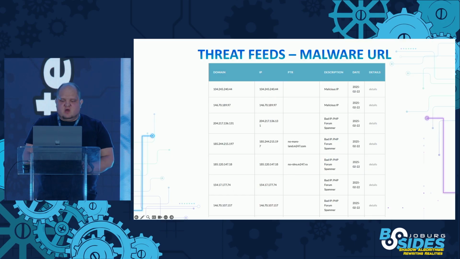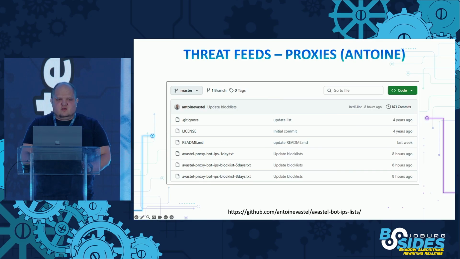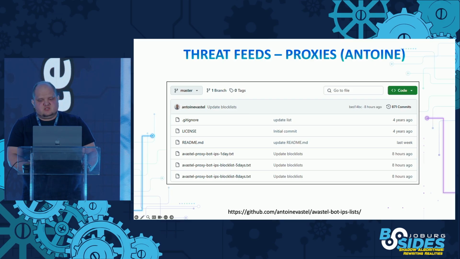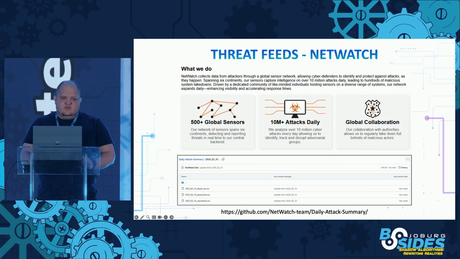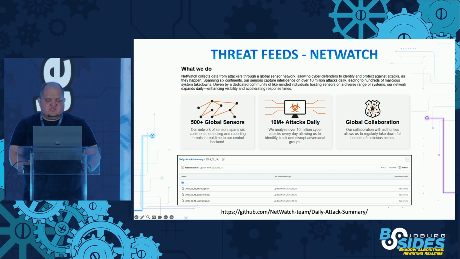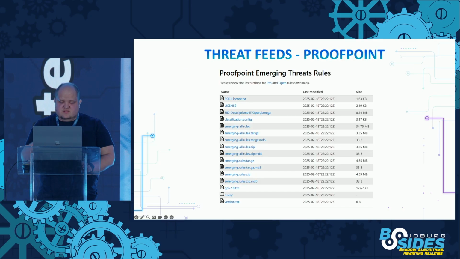Then there are sites like malware URL that list IP addresses and domains associated with malware. There are also several GitHub repositories that track open proxies, reverse proxies, and Tor nodes and other potential malicious infrastructure. One of the Git repositories is this project called NetWatch, which is a community project. They run a whole bunch of sensors around the world that look at attacks that are happening, and they publish this data on a daily basis, and you then get an understanding of various IP addresses that are performing these attacks.